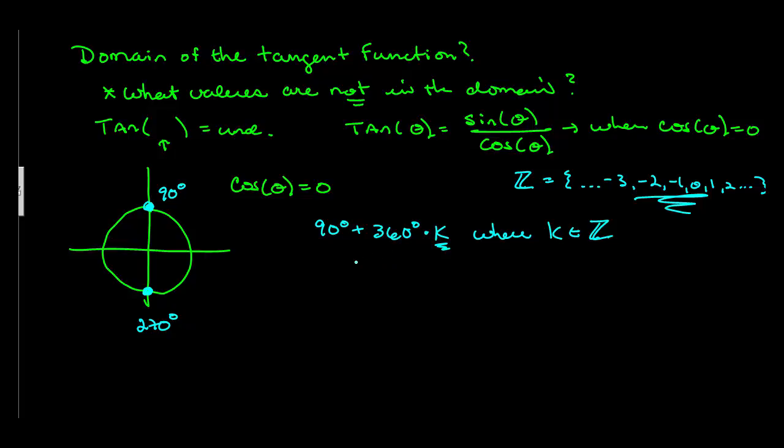Okay. So 270 plus 360k, where k is an element of the integers, is also a restriction on the domain. So what we want to do is make sure that theta can be any angle it wants. Okay, so we can write this as the domain of the tangent. I guess we could put a little t down here for tangent. So the domain of the tangent is going to be any number except for these.